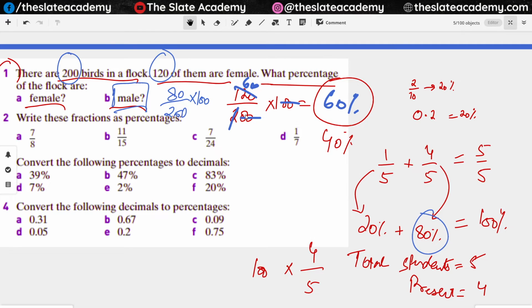How many are present? 80%. What's the percentage of students who are absent? One is absent, 1 out of 5 is absent, so 1 out of 5 multiplied by 100.